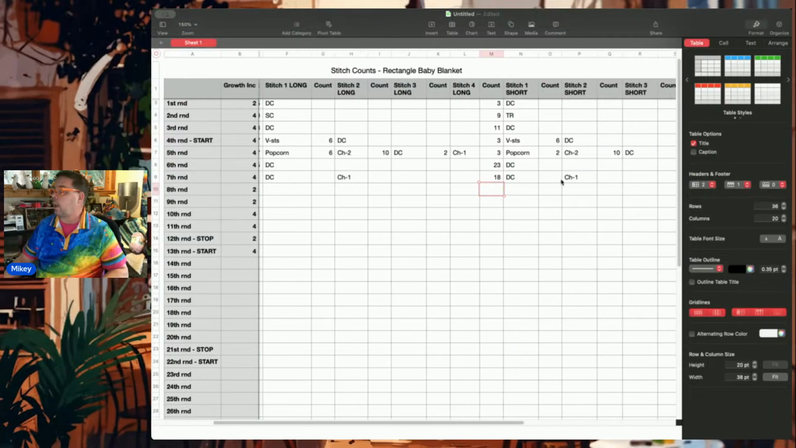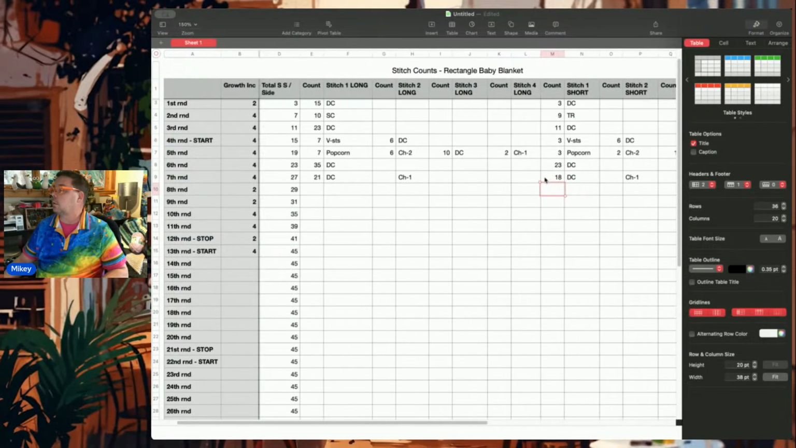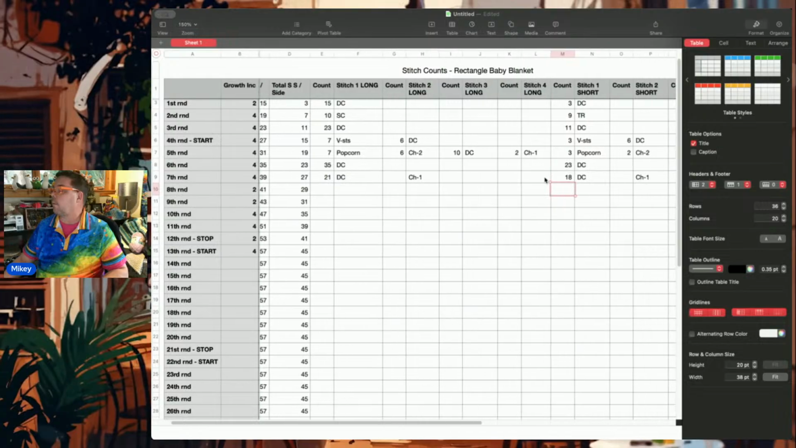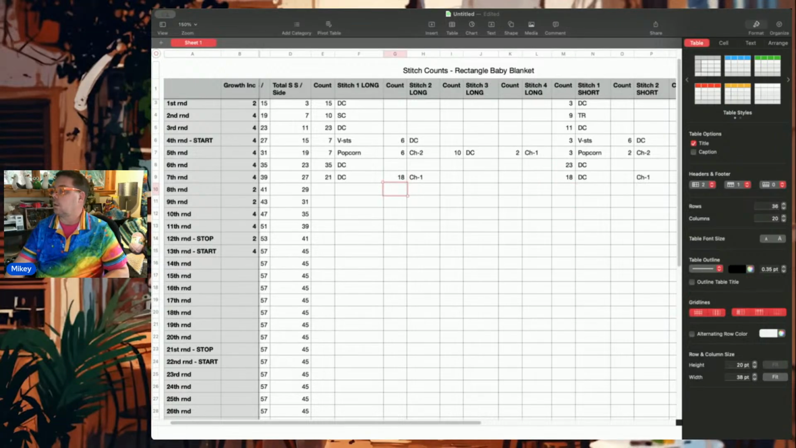And now on the short side, we have, oh, that's wrong. So this is stitch 2. Is 18. The short side is 8, 9, 10, 14, 15. So there's 15 double crochet. And so that will be then how many? 1, 2, 3, 4, 5, 6, 7, 8, 9, 10, 11, 12. So there's 12.